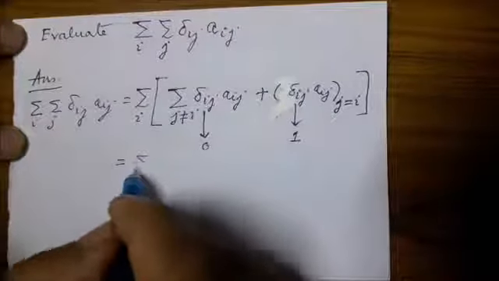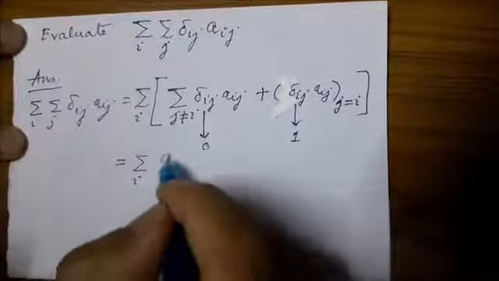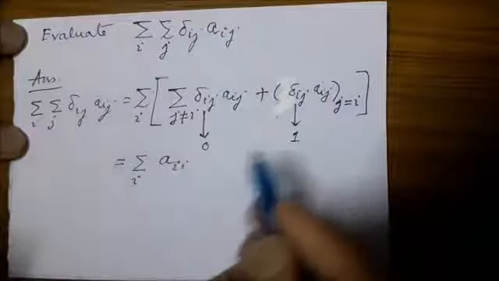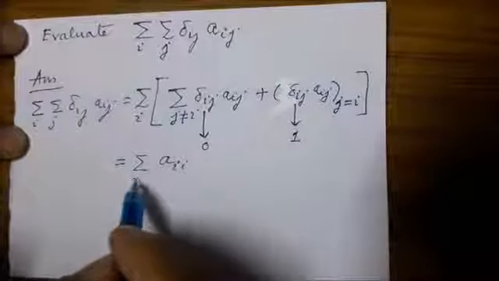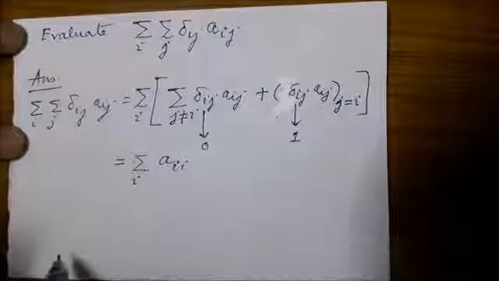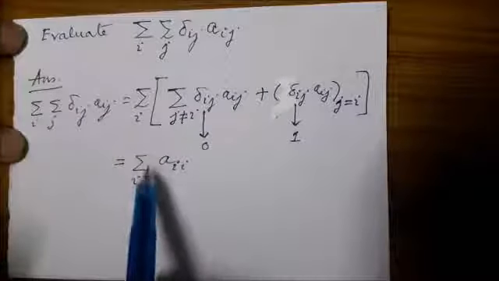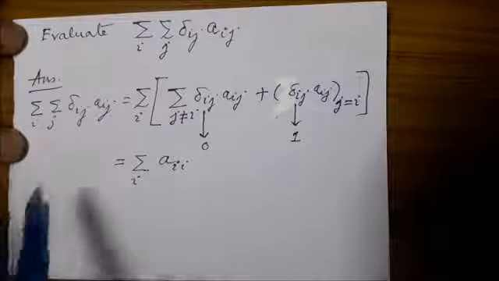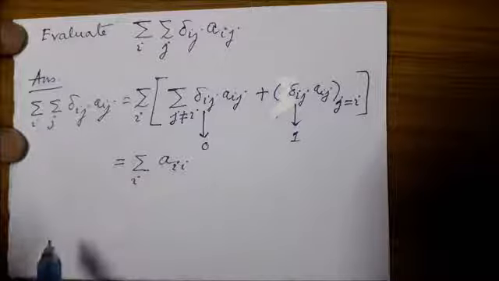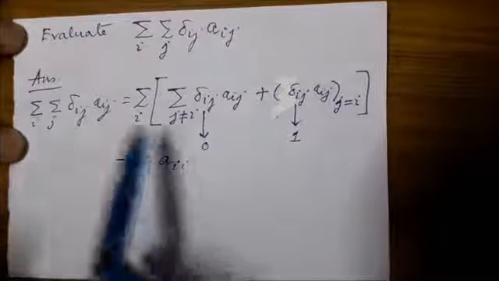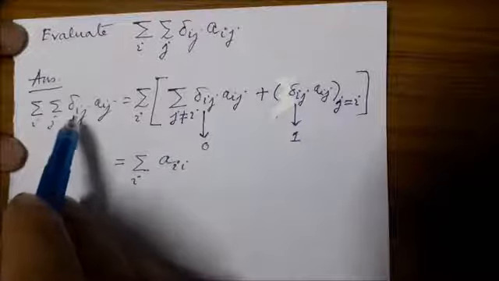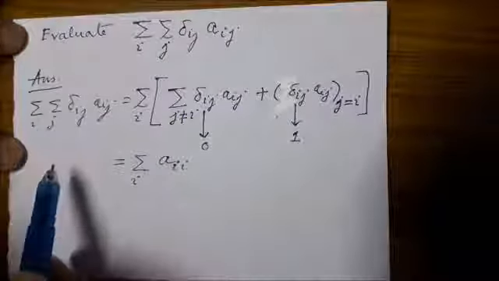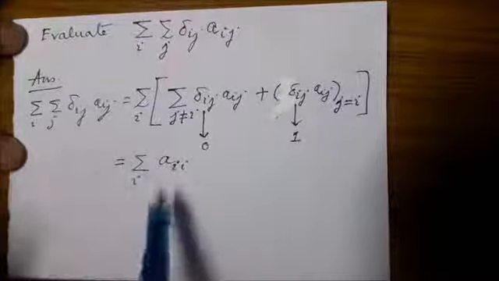So we can write summation over i, a_ii, because here j equal to i. So this is the answer. We note that on the left hand side we had two summations, but on the right hand side there is one summation. Where did one summation go? One summation, which is not present here, has been knocked out by the Kronecker delta. So one Kronecker delta will knock out one summation, and this is very evident from this problem.